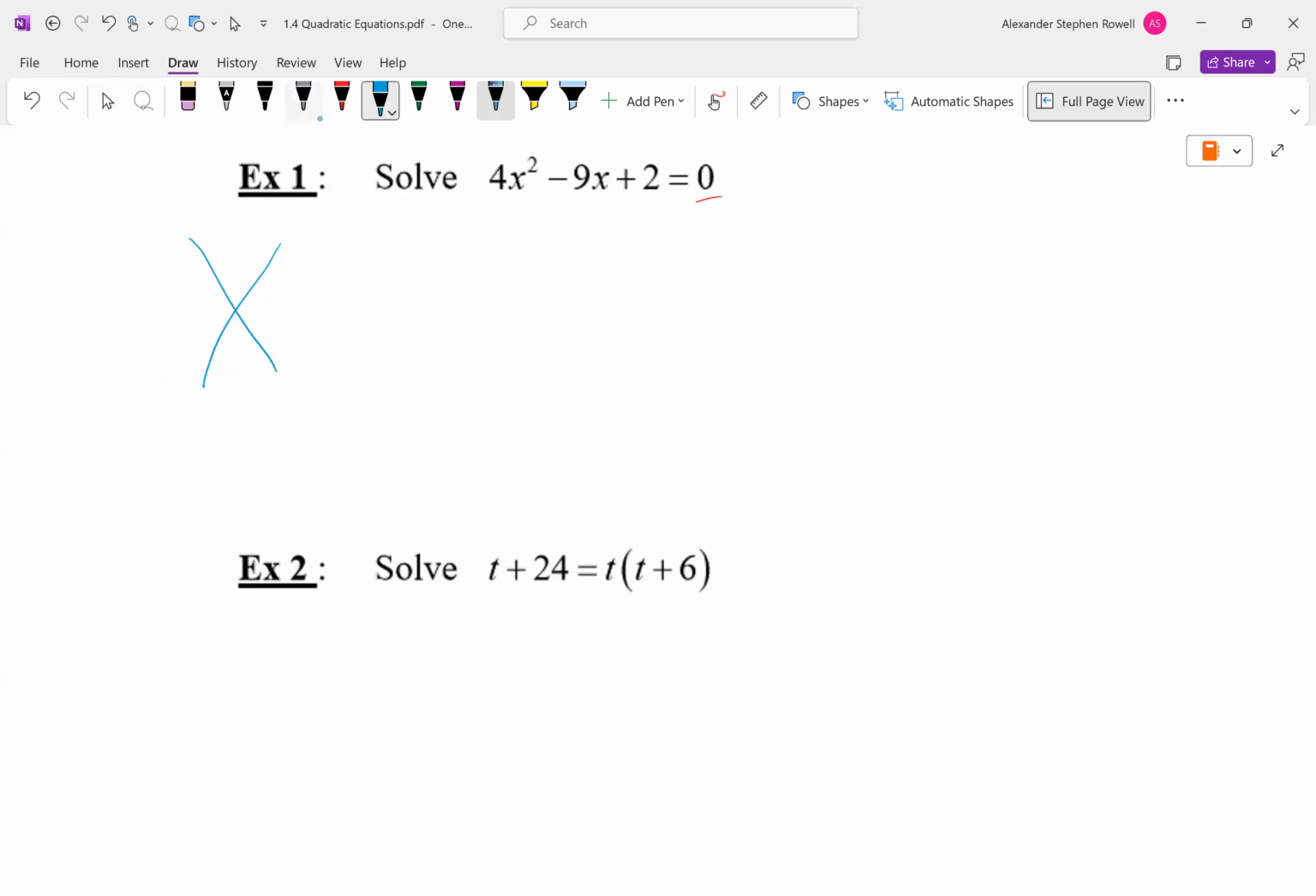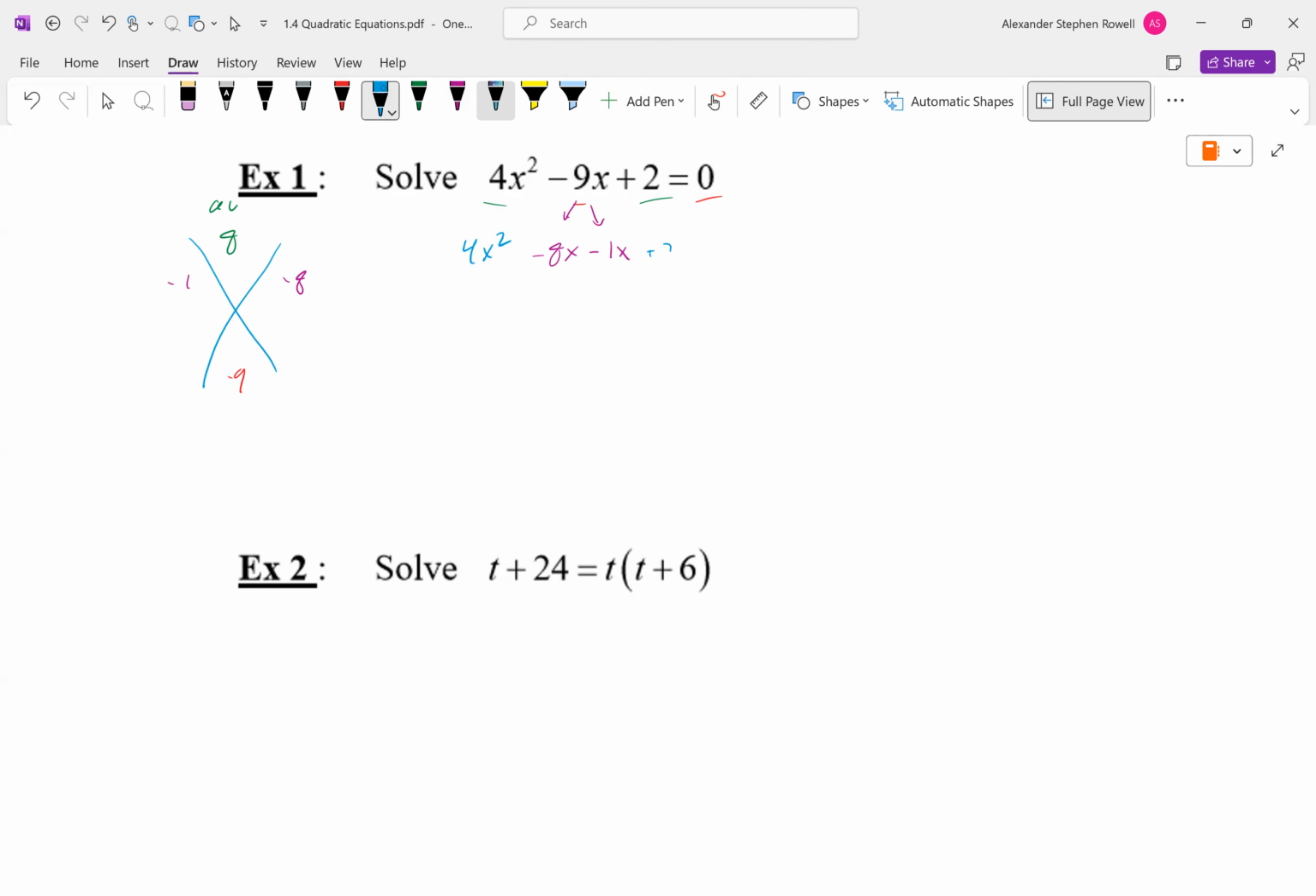Okay, so then A times C would be what? 8, all right, AC. And then B is what? -9. Okay, so what are factors of 8 that add to make -9? -1, -8. My apologies. Those multiply to make +8 and add to make -9. So then we split this up and we say -9x is the same as -8x minus 1x. Could I have split it up differently? Yeah, I could have done the opposite order.